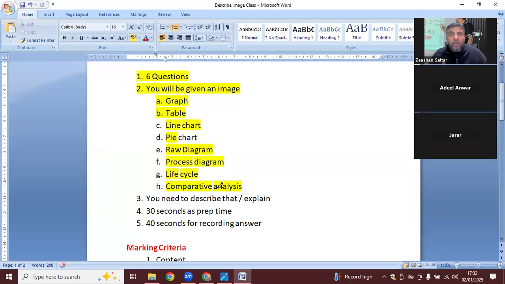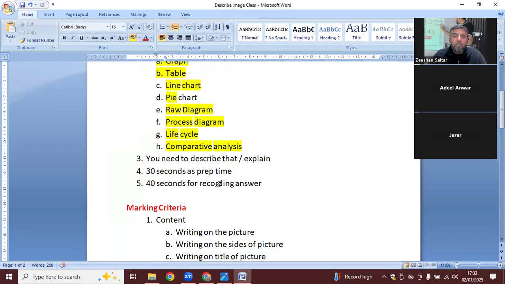So out of 6 questions, one can even be a graph, one can even be a table, one can even be a pie chart, one can even be a comparative analysis, one may be a raw image. So इन सब में से कोई भी एग्जाम में ट्रायल हो सकता है. So in 6 questions, 6 का 6 question different भी हो सकते हैं, 2 questions एक जैसे भी हो सकते हैं, but these are the maximum areas जिनमें से सवाल आ सकता है.